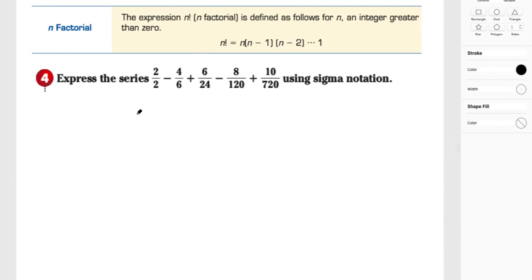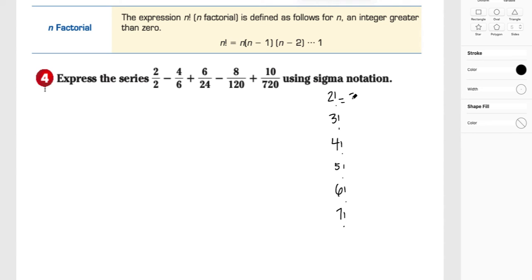Example 4 is bringing us to the concept of n factorial, which we talked about a couple times already. And so we see a definition of what it is. And so we're going to express this series using sigma notation. What I want you to see is that when you have sign changes, like this first term is positive, this one's negative, this one's positive, this one's negative, the way to get that is to take -1 and raise it to a power. If you take -1 and raise it to an even number power, it's going to be positive. If you take -1 and raise it to an odd number power, it's going to be negative. So that's the first thing I want you to observe, that flip-flopping back and forth.